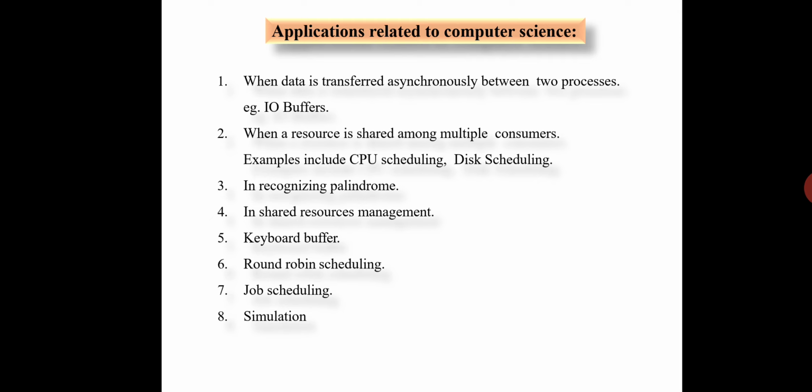In recognizing a palindrome, the sharing of resource management. For example, take the printer, the first one to give the job in the cyber center gets the printout first. Keyboard buffer, round robin scheduling, job scheduling, simulators, everywhere we apply this queue concept for performing the task. These are the applications related to computer science.